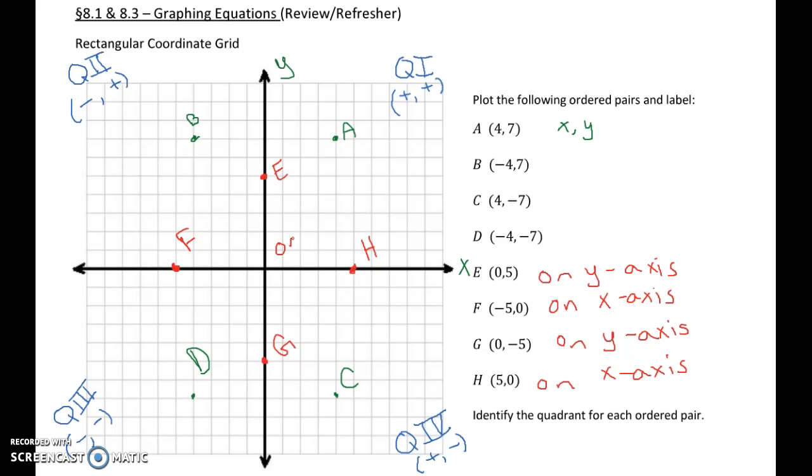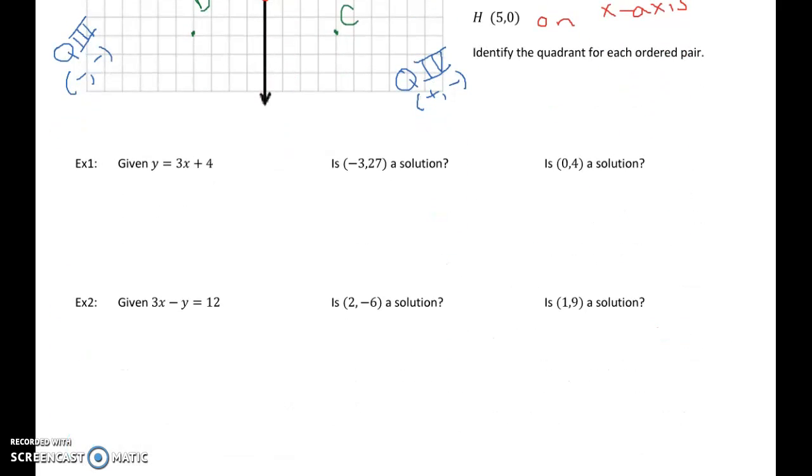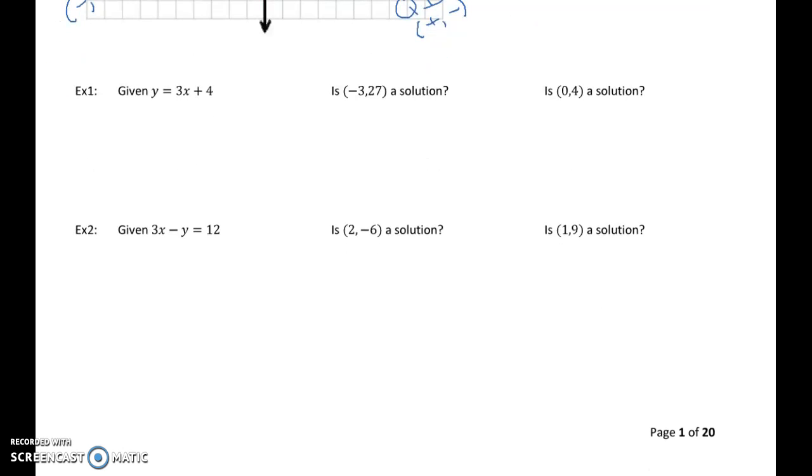Remember, the middle is called the origin. That is the point 0, 0. So you always start at the origin and then go right, left, up, or down. Let's continue on just kind of reviewing the basic coordinate grid. So here in example 1, you're given different values. We're trying to see if it's a solution to this equation. So we're given y equals 3x plus 4.